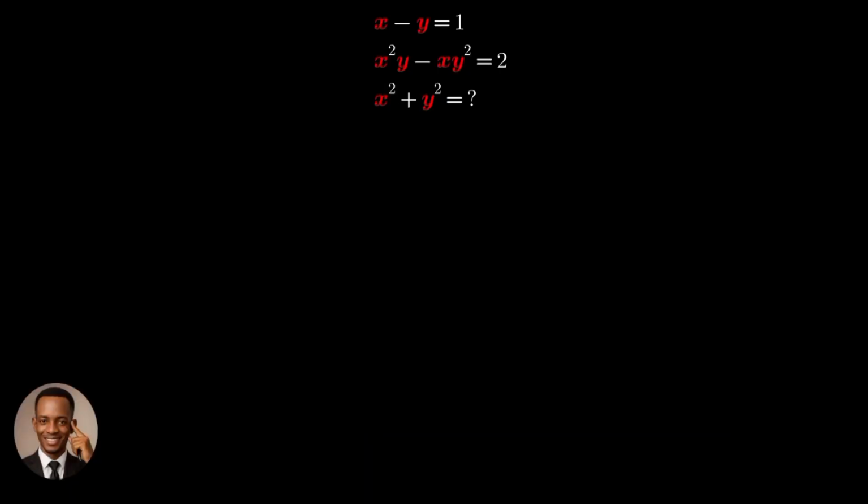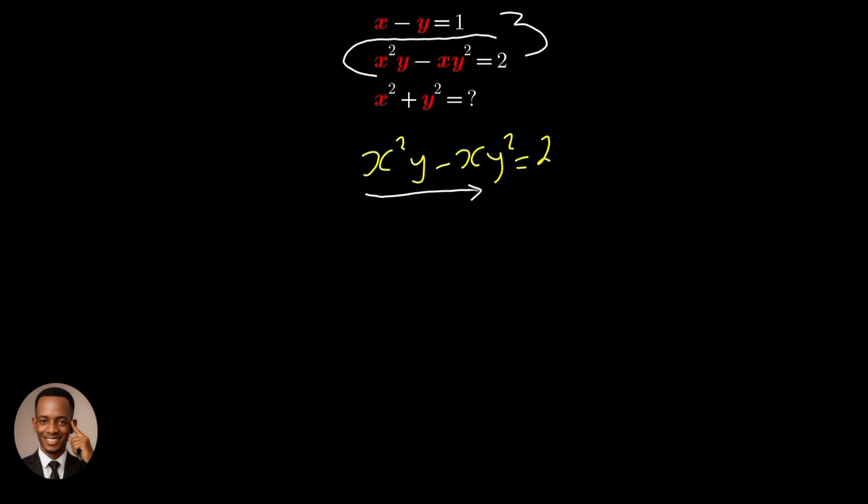One of the ways of solving this equation is by connecting these two equations, right? So let us start with this equation right here. When we write it out, we have x squared y minus xy squared equals 2. Then by factorizing these two terms, because x and y is common, we're going to have xy times (x minus y) equals 2.